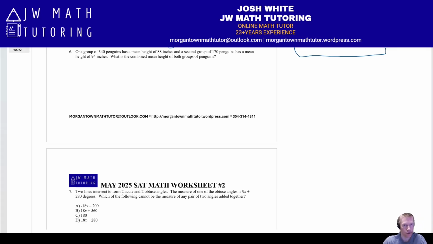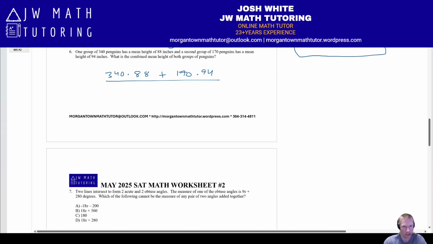All we're going to do for that is take the number of penguins and their mean and multiply them together. That essentially gives you the total sum of all the heights. And you do that with the second group as well: number of penguins times the mean. Then you just divide the total heights from both groups by the total number of penguins, which is 340 plus 170. That's just going to be 510.